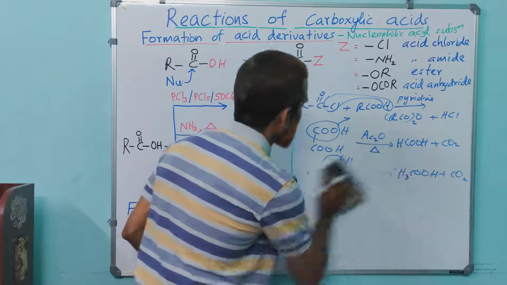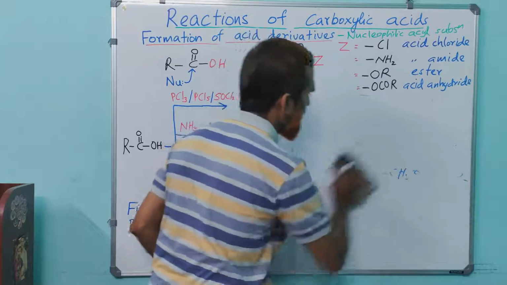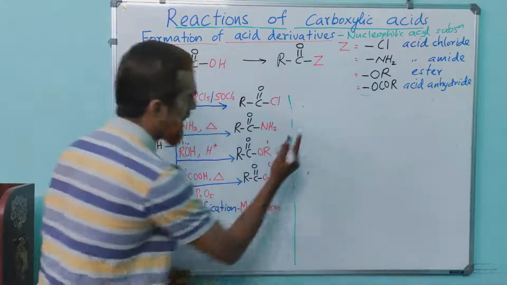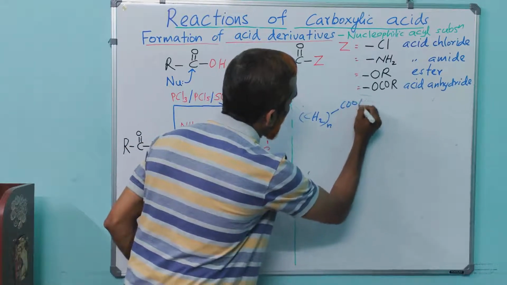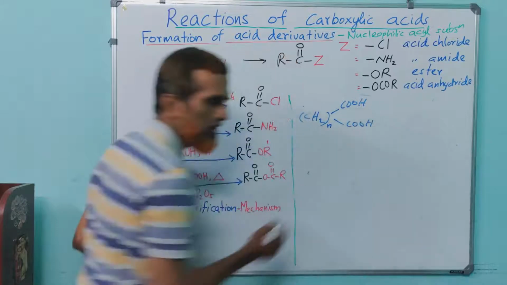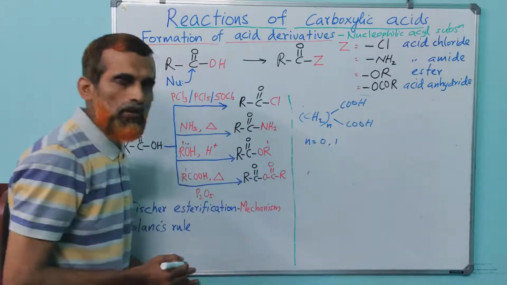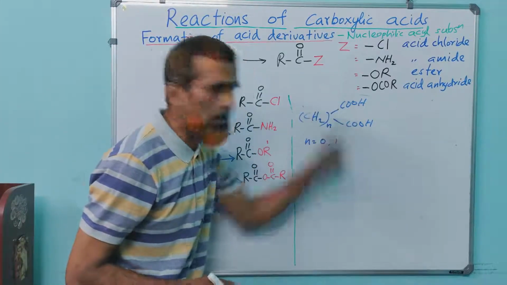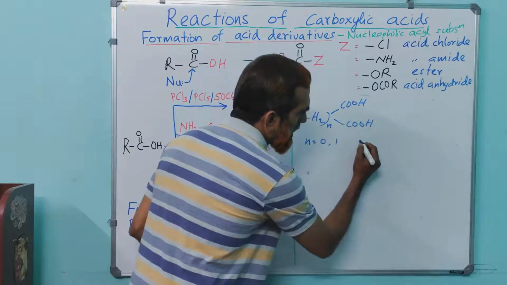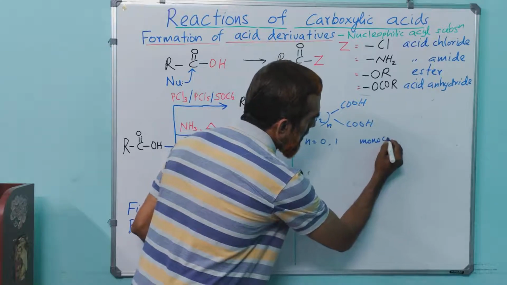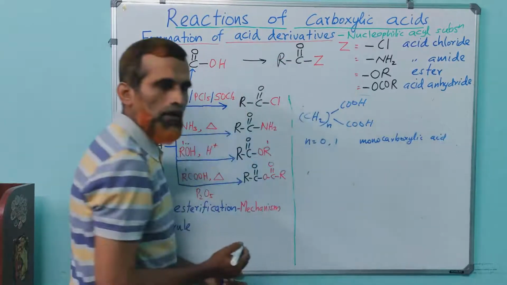So in general, we can write Blanc's rule like this: CH2 n times between COOH and COOH. If n is equal to 0 or 1, that means if 0 it is oxalic acid, 1 means malonic acid, in that case the product is a monocarboxylic acid. You get monocarboxylic acid by loss of CO2.